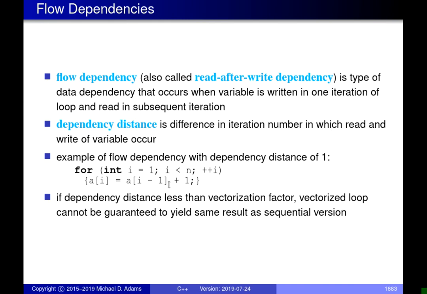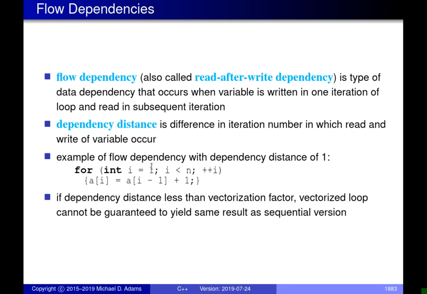Looking at these different types of dependencies in more detail, the first is what we call a flow dependency, sometimes called a read after write dependency. Basically, this is where you have a loop and you're reading a value in a later iteration that was written in an earlier iteration. This can potentially cause problems if you start reordering how things are computed by doing vectorization. Related to this is what's called the dependency distance, which is probably best explained in terms of an example. It is the difference in iteration number between the thing that's reading and the thing that's writing, if you have one of these read after write dependencies.